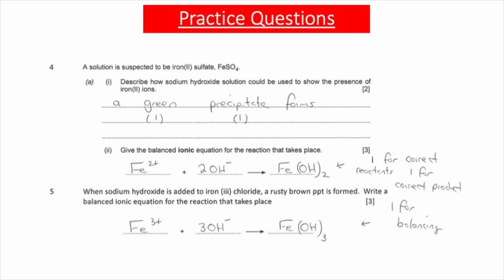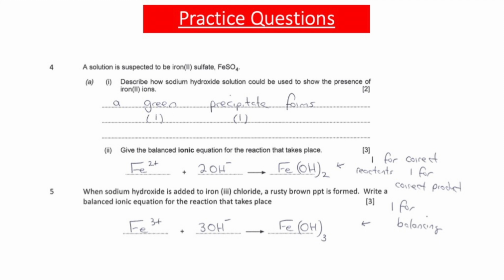Now for part 2, you have to give the balanced ionic equation for the reaction that takes place. So you have Fe2+ ions reacting with 2 OH- ions to form Fe(OH)2. Now this is worth 3 marks, and 1 mark was given for the reactants. So if you correctly said Fe2+ reacts with OH- ions, 1 mark for Fe(OH)2, the correct formula, and 1 mark for the balancing.